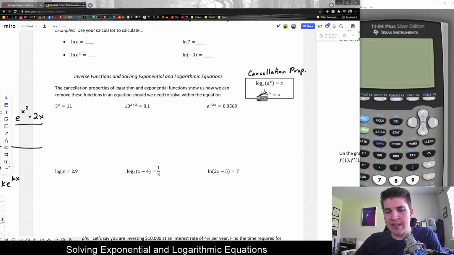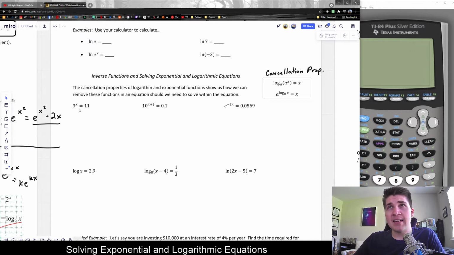The reason these cancellation properties are important is because we can use them to help solve equations. Say I have 3 to the x is equal to 11, and I want to know what the answer is. Well, obviously it's not 2 because 3 squared is 9. It's not 3 because 3 cubed is 27. But it's got to be somewhere between 2 and 3 to make 11. And what is it? Technically it's a logarithm, and that's the reason logs exist, is to solve such situations.